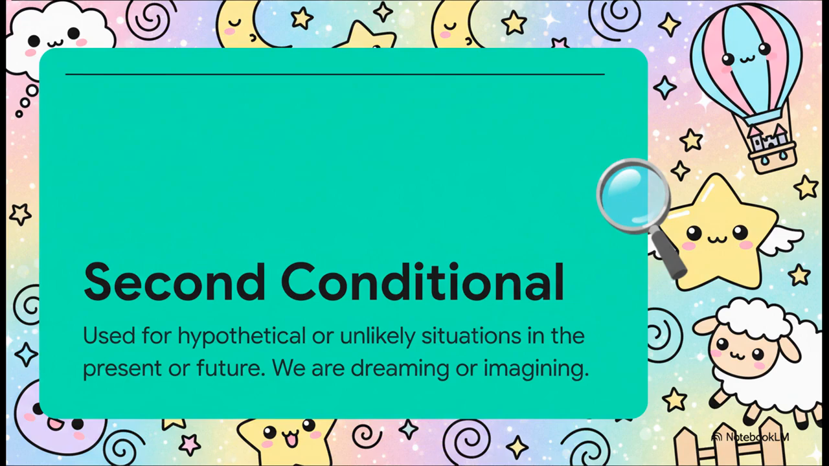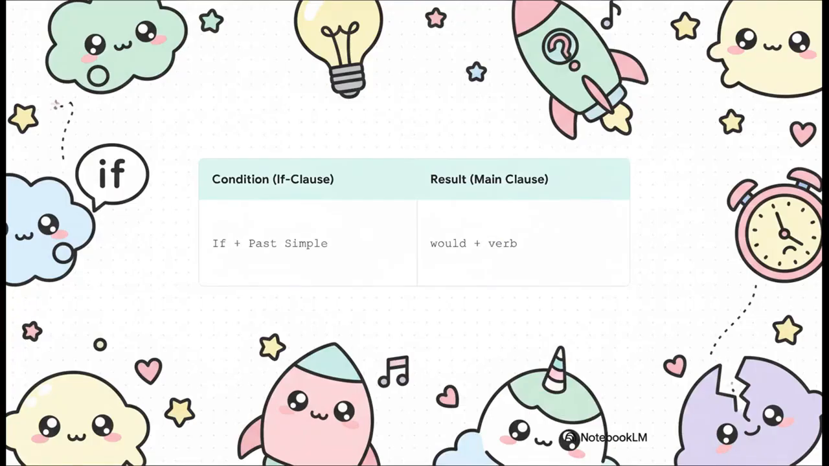Or if I had a superpower, I would. These situations aren't real right now, so we're just imagining. We also use it a lot to give advice. Now look closely at this. To show that a situation is imaginary, English does a really clever little trick.